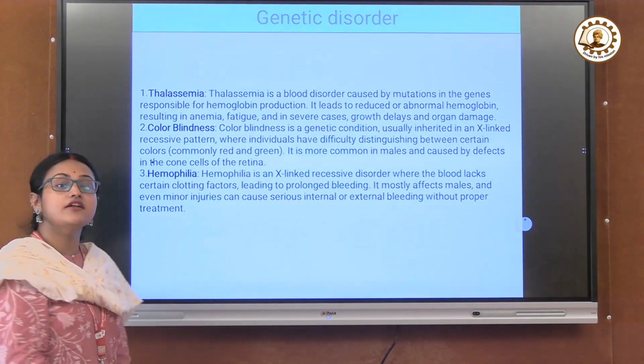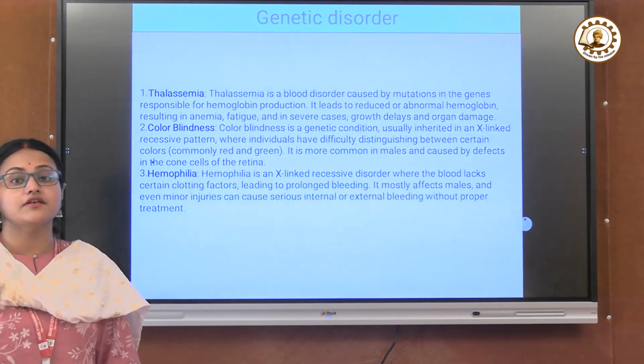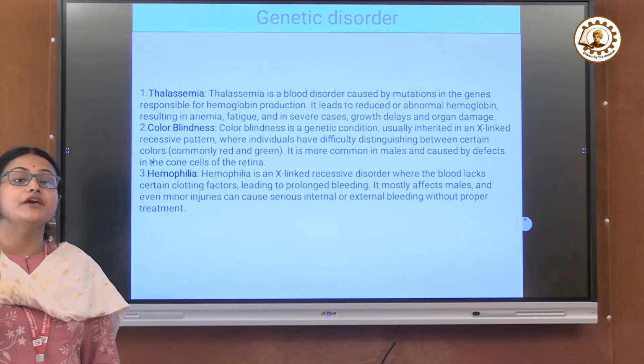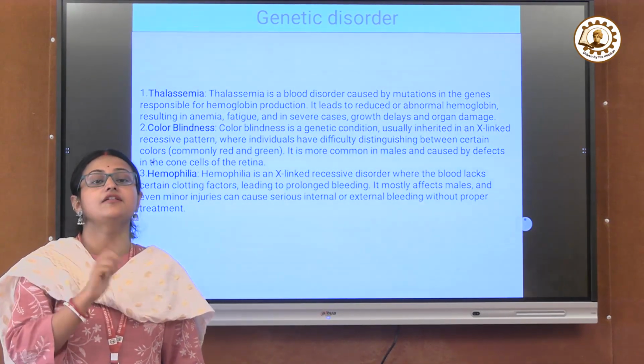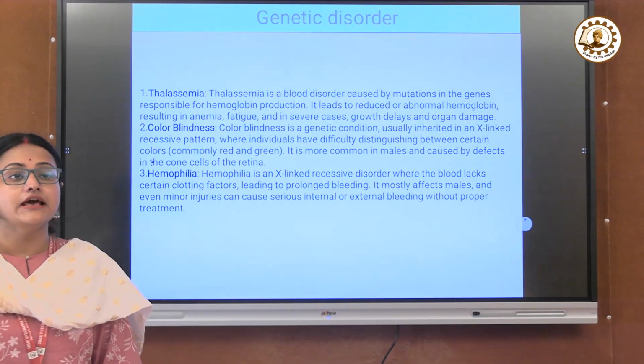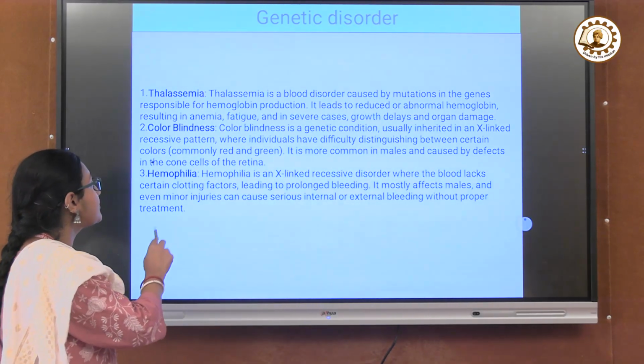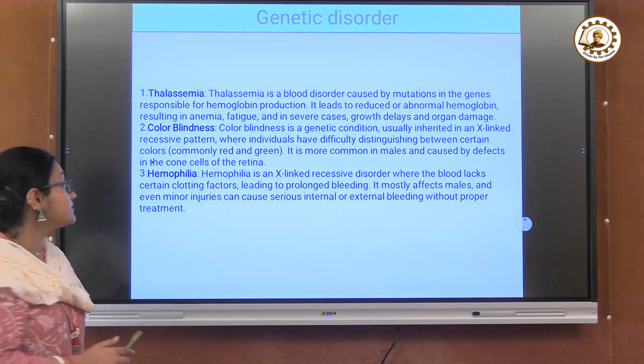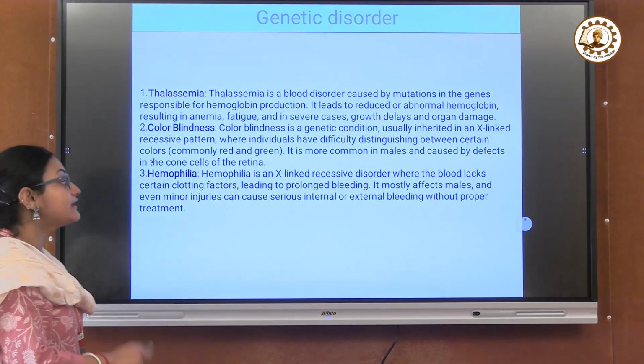Another one is color blindness, which is an X-linked disorder. That means females have two X chromosomes and males have one X. If the one X in a male is affected, or both X in a female are affected, then color blindness is caused. Hemophilia, a blood disorder in which blood lacks certain clotting factors, is also an X-linked disorder.